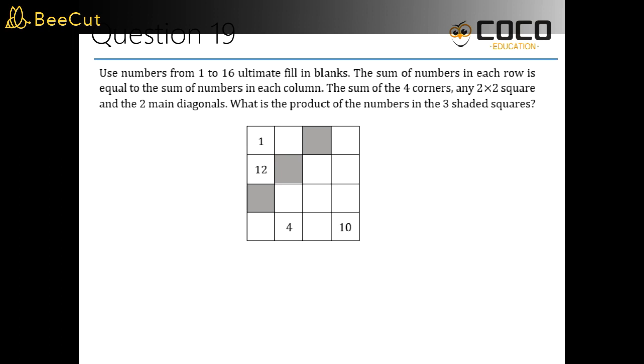For question 19, they say the sum of each row, each column, each 2x2 square and the 2 diagonals are all the same. So first we find the sum of numbers from 1 to 16. The sum is (1 plus 16) times 16 divided by 2 equals 136. Let's find the sum of one column. There are 4 columns in total. They are all equal. So for one column, the sum equals 34.